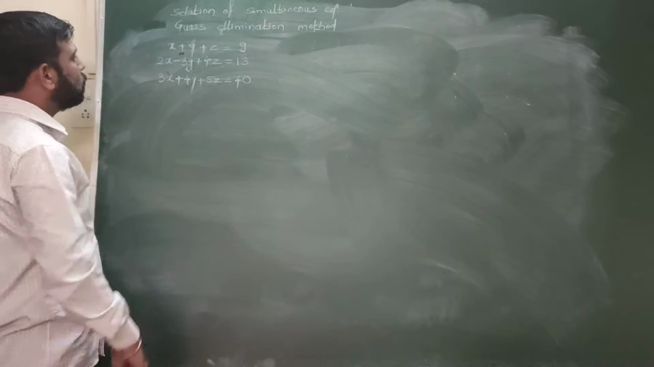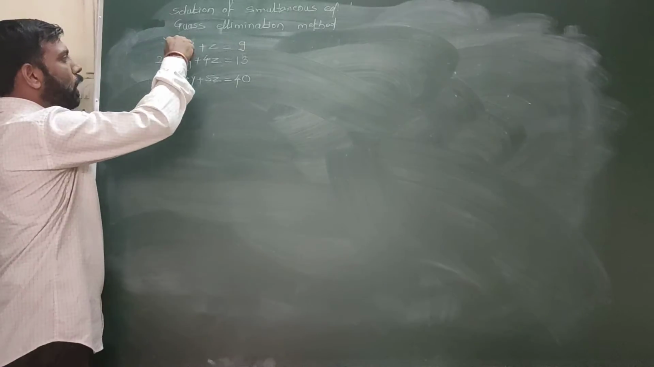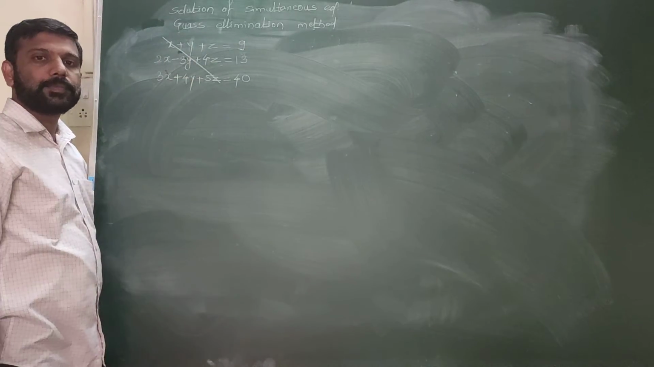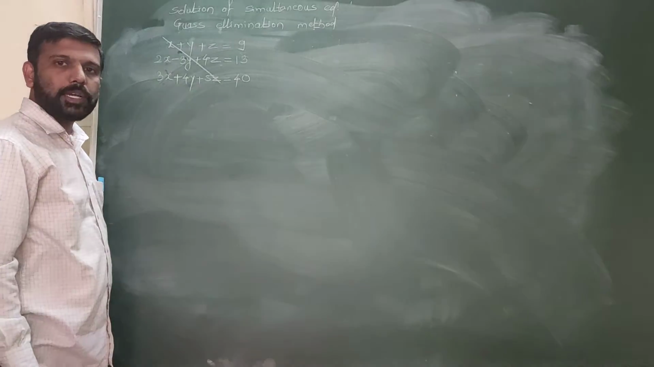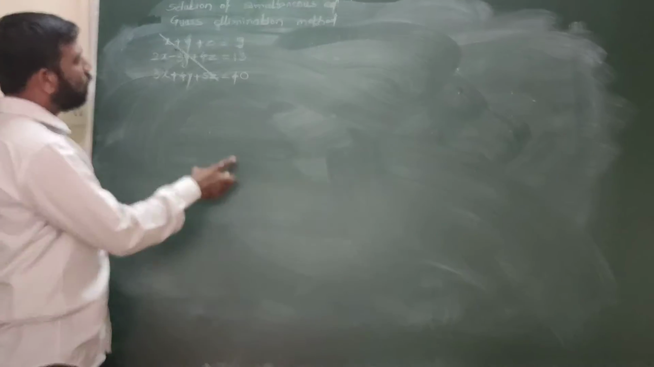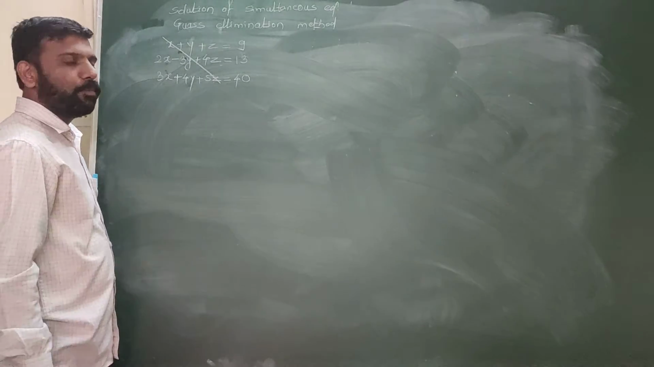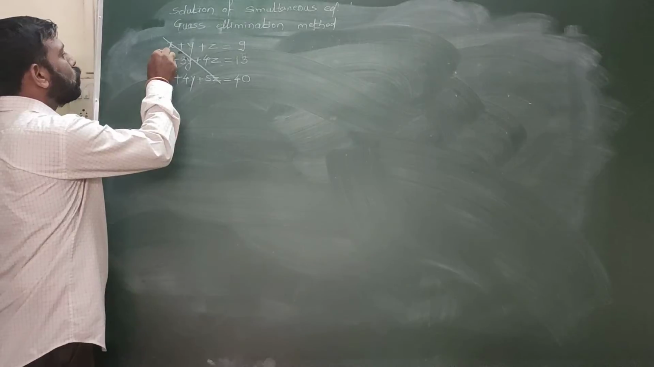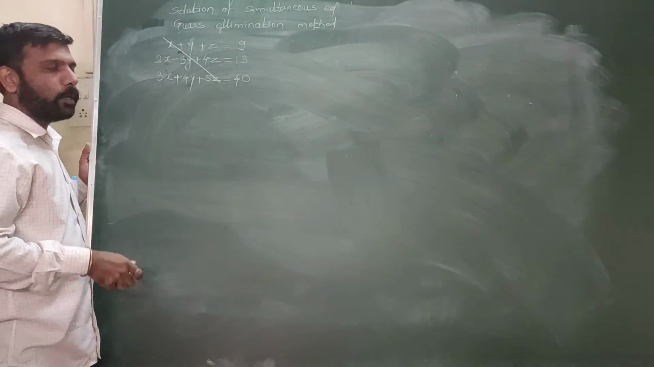Now this method is, these are the diagonal elements. Below the diagonal elements, make these three elements 0. So this is the Gauss elimination method: reduce the given system of equations to an upper triangular matrix. We'll complete this method in two steps.